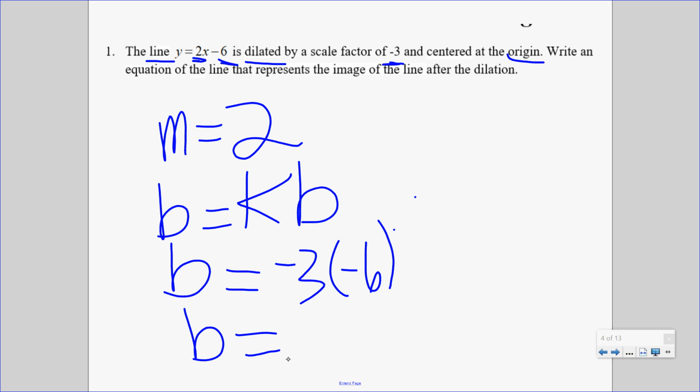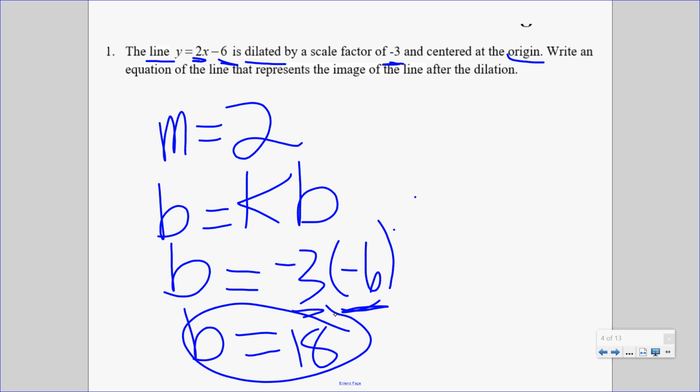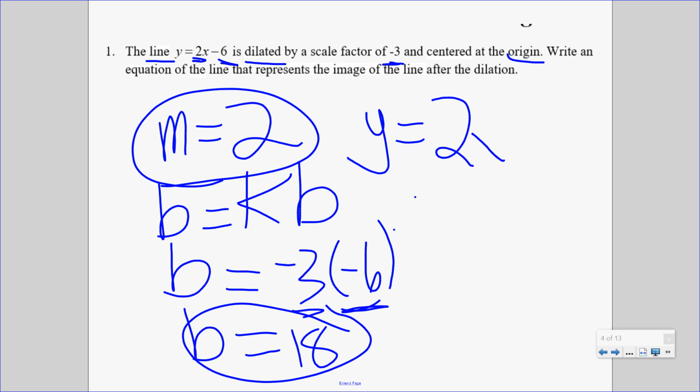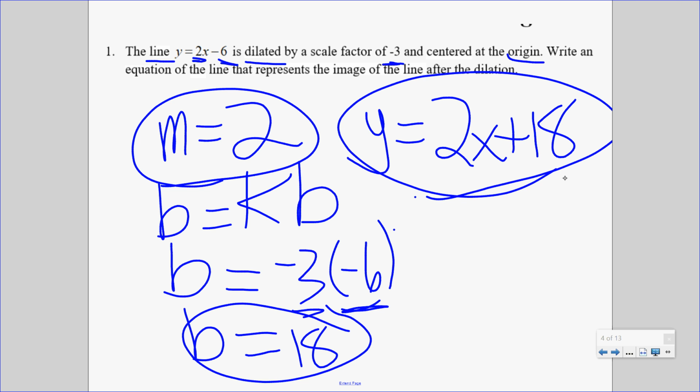When I multiply the scale factor and b, I get 18. Once I have my m and my b, I can use slope-intercept form: y equals 2x plus 18. Line dilations, parallel, keep the slope. No matter what, when I see a line dilation, I keep the slope, so my slope is 2.